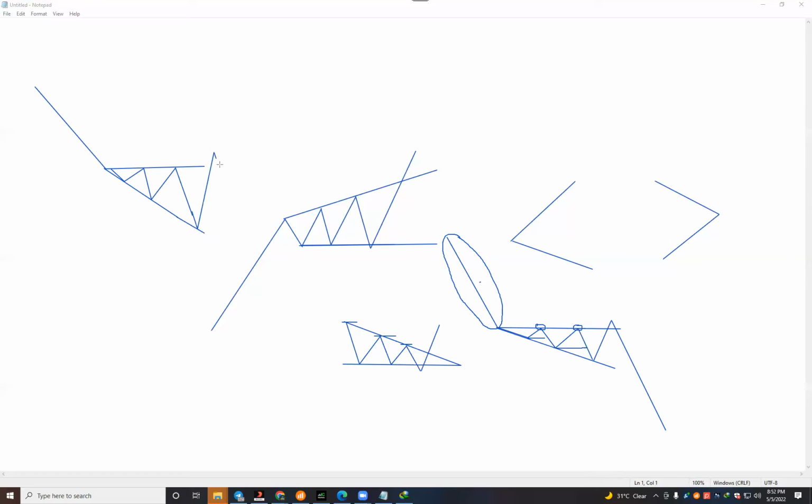Then move up, break, retest, and then move up. Now everybody is thinking price will move up. Then I'm selling where? At this level, blindly, I'm selling, because price will move down right here.